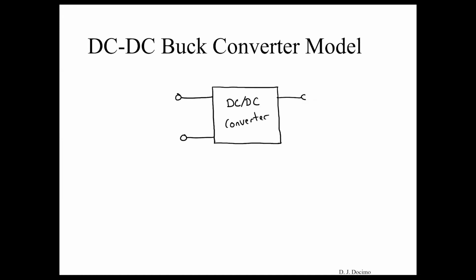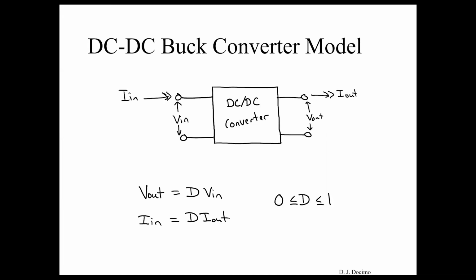So the simplified way to draw the circuit looks like the following. We just have a box that's labeled DC-DC converter. It has some sort of voltage going in. It has some sort of voltage going out. And it has a current going in and a current going out here.